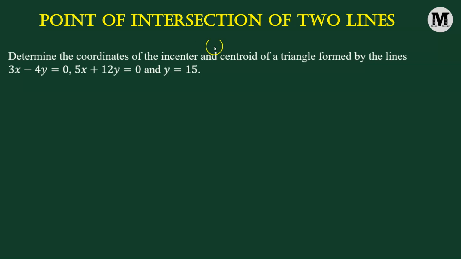We need to determine the coordinates of the incenter and the centroid of a triangle formed by the three lines whose equations are given to us. Okay, let us begin. Let's go to the formula that we'll be using in order to find out the coordinates of the incenter and the centroid of a triangle.